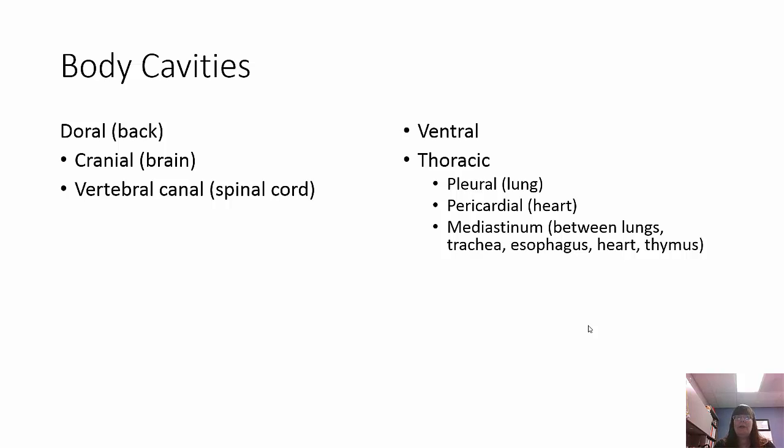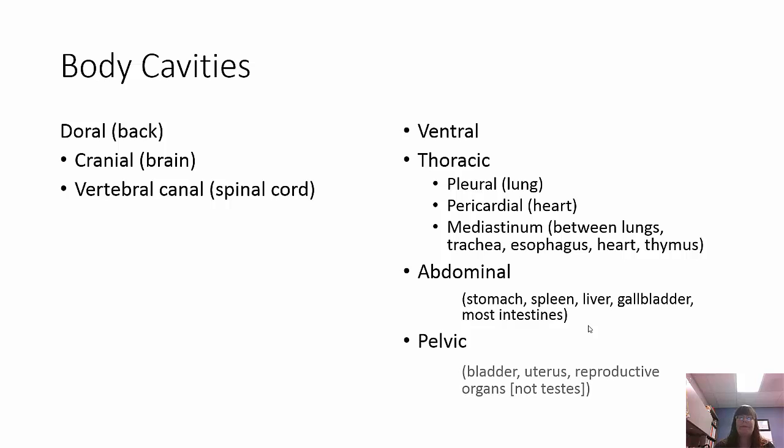Body cavities, that should say dorsal. I apologize. The dorsal is the back, the ventral is the front. The dorsal is further subdivided into the cranial and the vertebral. The cranial holds the brain. The vertebral holds the spinal cord. The ventral is further subdivided into the thoracic and the abdominal pelvic.